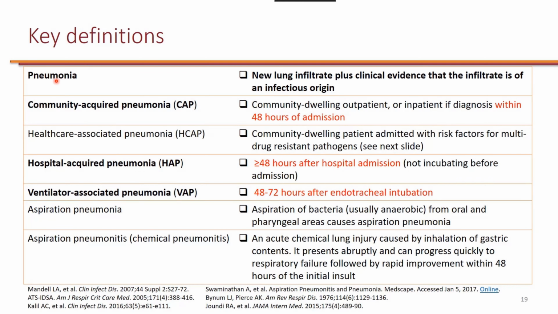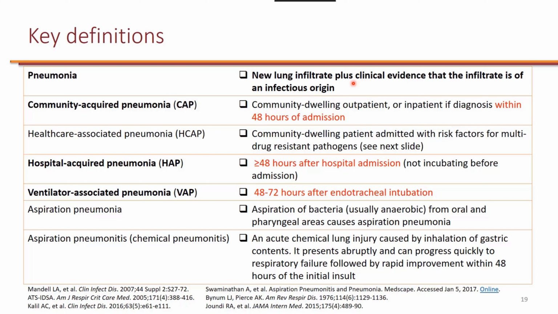So by definition, pneumonia is a new lung infiltrate on the chest X-ray plus clinical evidence that the infiltrate is of an infectious origin. Now keep in mind that while this is the standard definition of pneumonia, for many patients, pneumonia is a clinical diagnosis.